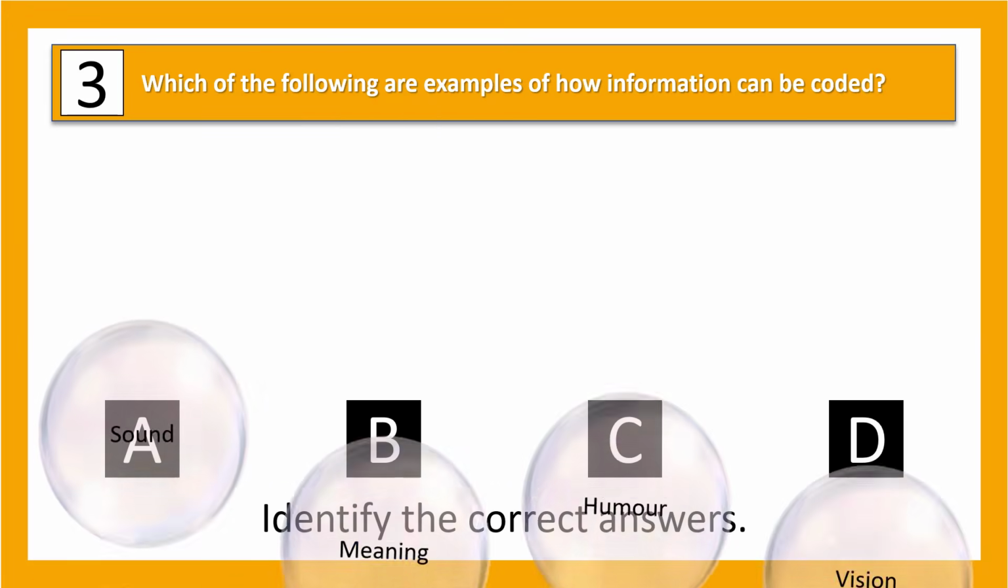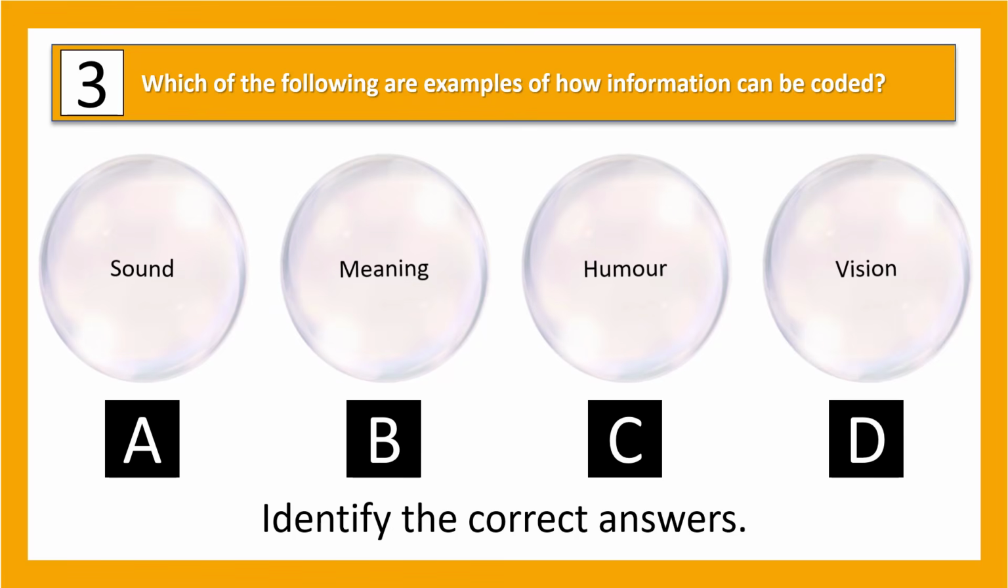Let's try it again. Which of the following are examples of how information can be coded? So we've got sound, meaning, humour, and vision.